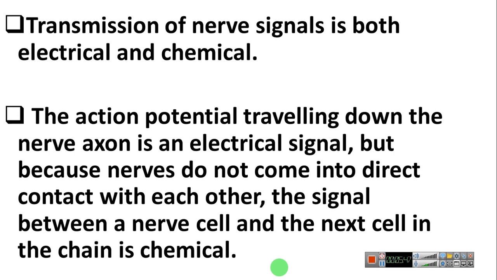Transmission of nerve signals is both electrical and chemical. A nerve impulse goes through the nerve by electrical and chemical signals. The action potential traveling down the nerve axon is an electrical signal. But because nerves do not come into direct contact with each other, the signal between a nerve cell and the next cell in the chain is chemical.